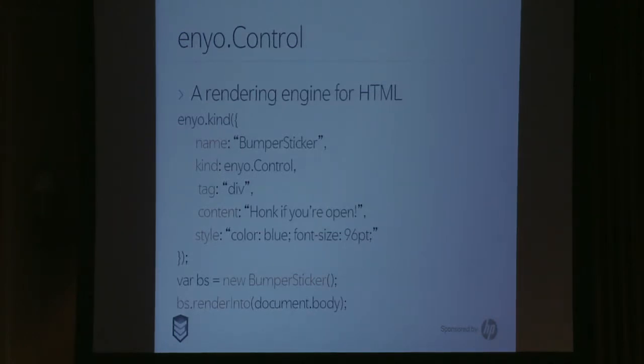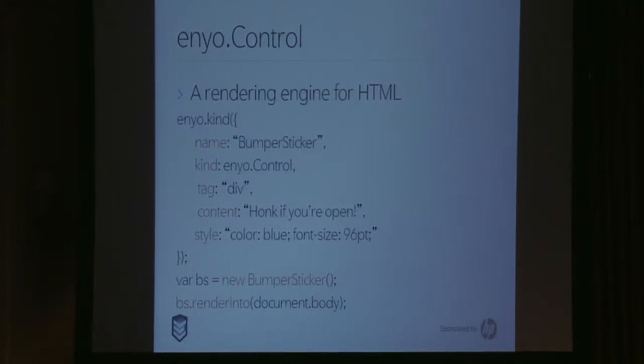And this is very simple. I'm just providing it content this time instead of a component that's got another content defined in it. And then I can do inline styles by specifying a style string. And there's a bunch of different ways that you can deal with custom styles or CSS, etc. This is one way. And then to actually get it in the page, in the viewport, I make a new bumper sticker, and then I'm running the render into method.